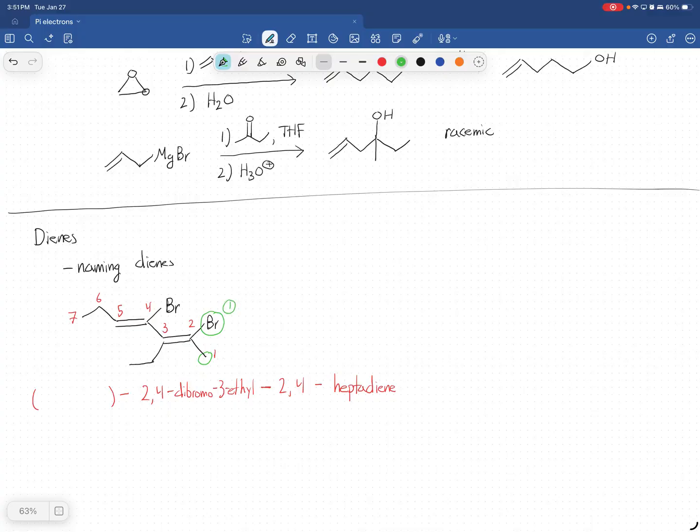So bromine here would win. So this is our 1. This is our 2. All right, how about ethyl? Or the longer parent chain here with the bromine. Yeah, you want to use this group here. So this will be 2 and 1. So both of the higher priority substituents are on the same side of the double bond. So that gives us 2Z.